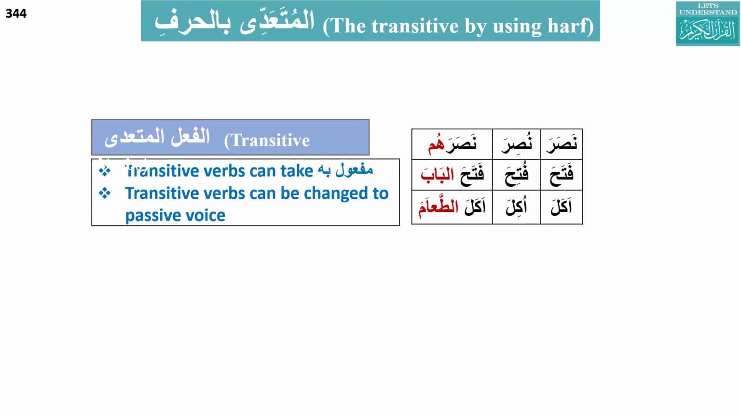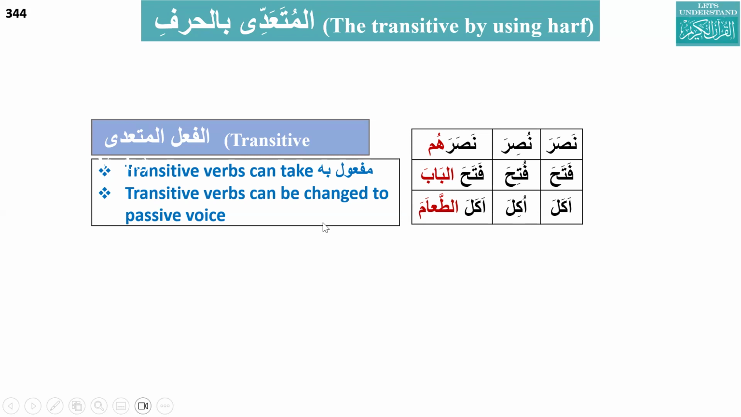Like akala, he ate. He ate what? Akala ta'ama, he ate food. Fataha, he opened. He opened what? Fataha al-baba. So these are maf'ul bihi here. They are taking maf'ul bihi, like bab, at-ta'am. And they can be easily changed into passive voice.